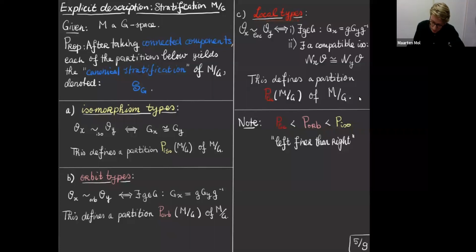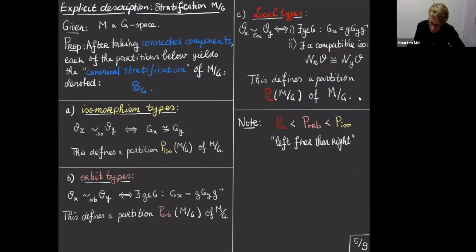And the final partition that I want to tell you about is the one by local types. Here two orbits are called equivalent if there is a g in G such that the isotropy at X is g-conjugate to the isotropy at Y. But now we also assume that there is a compatible isomorphism between the normal representations at the two points, where compatible, of course, refers to being compatible with the actions.